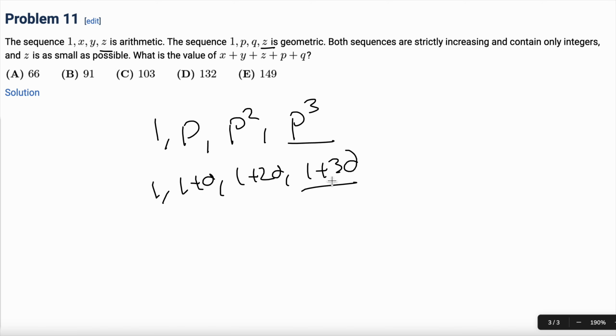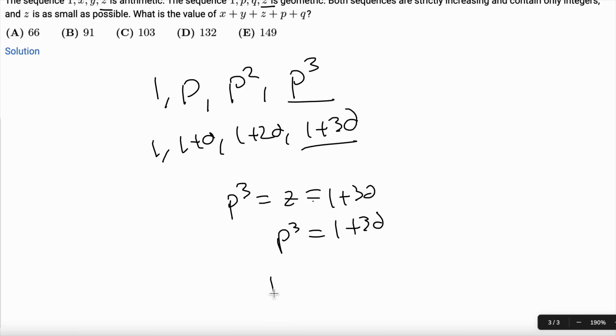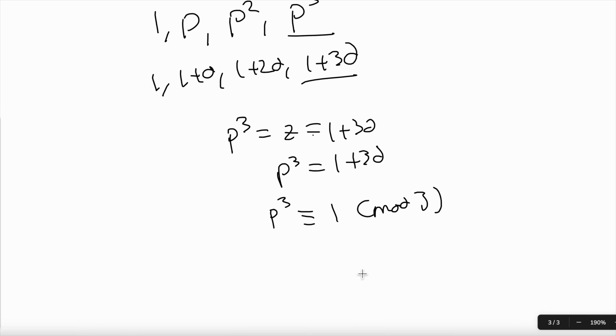And since these are both equal to z, we have p cubed is equal to z, which is also equal to 1 plus 3d. So p cubed is equal to 1 plus 3d. Now let's take this equation mod 3. So we get p cubed is congruent to 1 mod 3, since 3d is always going to be congruent to 0 mod 3. And so that leaves us with only one value of p that satisfies this. So p has to be congruent to 1 mod 3 as well.